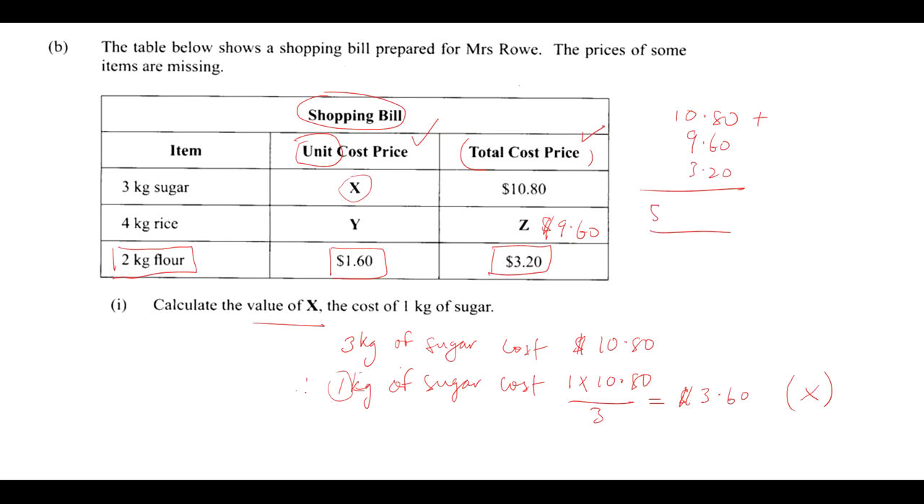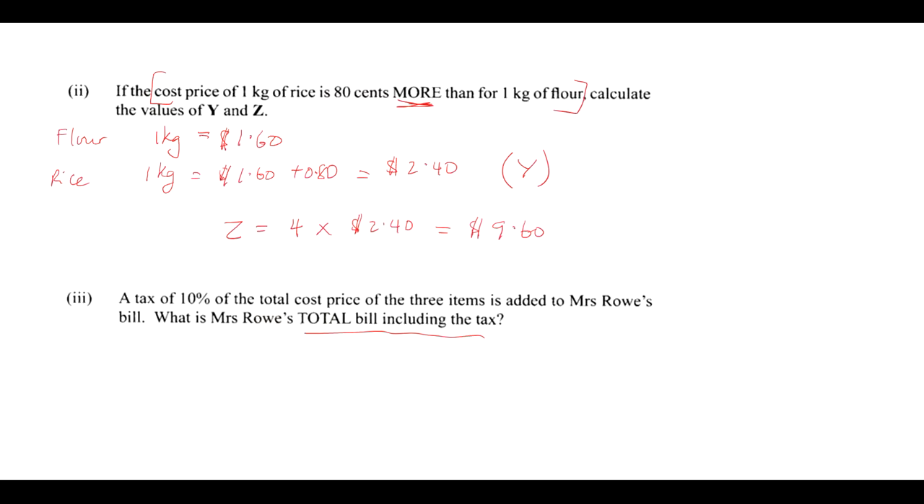Right, so this is $23.60. So let me go back here. So $23.60 is how much her bill is, right? We haven't applied the taxes yet. So now they said she's taxed at 10%. So therefore we need to find out what the tax is. So we have to take 10% and multiply by $23.60.